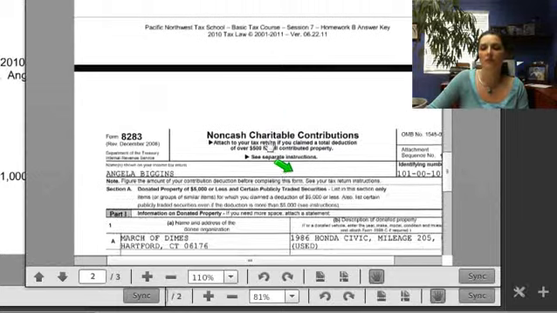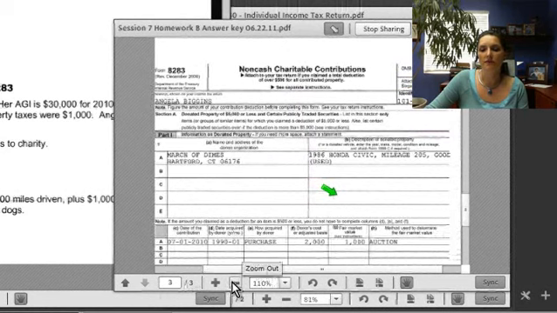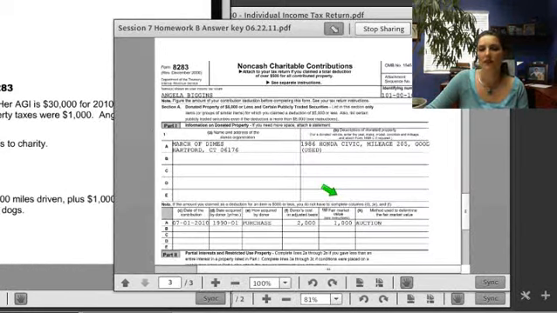Let's take a look at the 8283 that we completed for Angela. And we can see that we gave to the March of Dimes. Here is a description of the vehicle, the date it was contributed. We made up a date acquired. We have acquired through purchase, the cost, the fair market value, which is ultimately what it's sold for at auction.